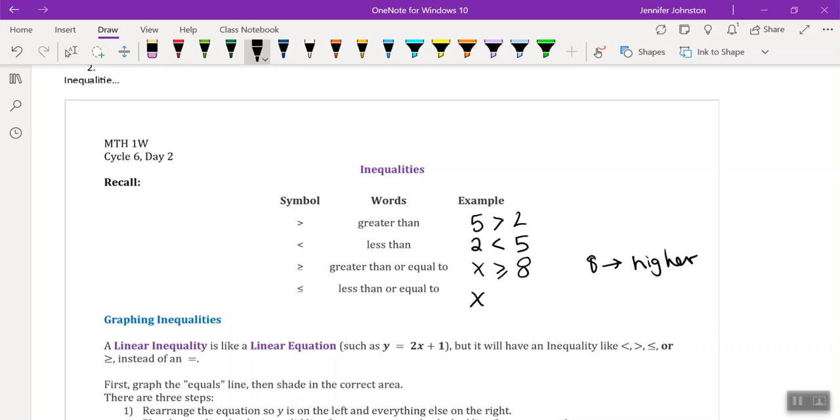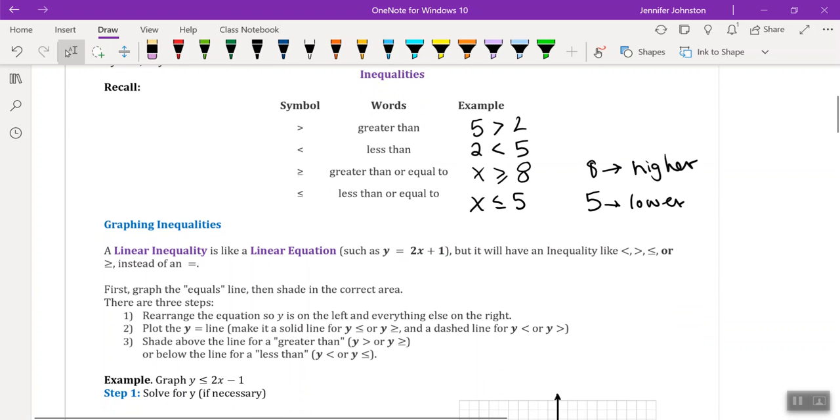If we had x is less than or equal to 5, that would mean it would be all the numbers that are 5 and lower. So it is equal to 5, but all the numbers that are lower, x could also be 4, 3, 2, 1. It could not be 6 because 6 would not be less than or equal to 5.